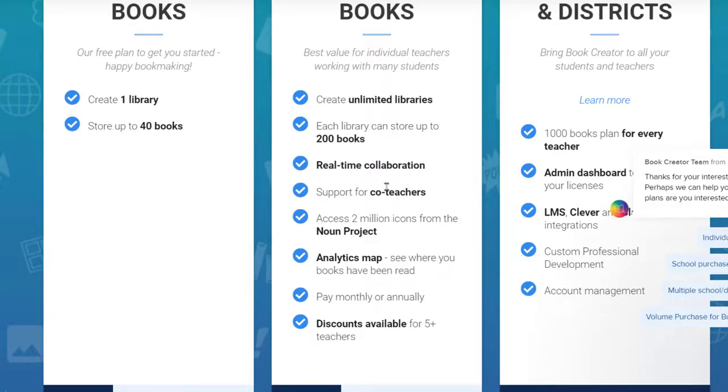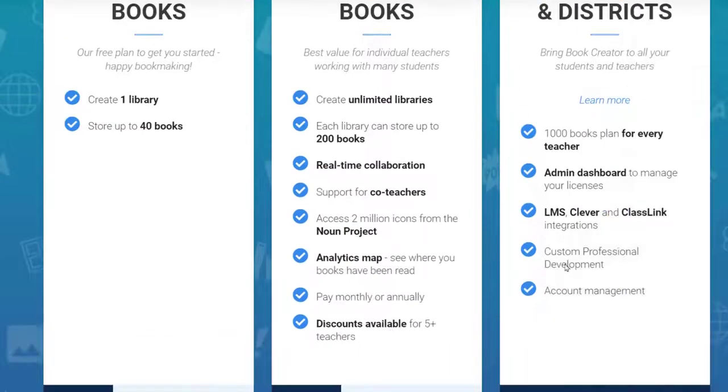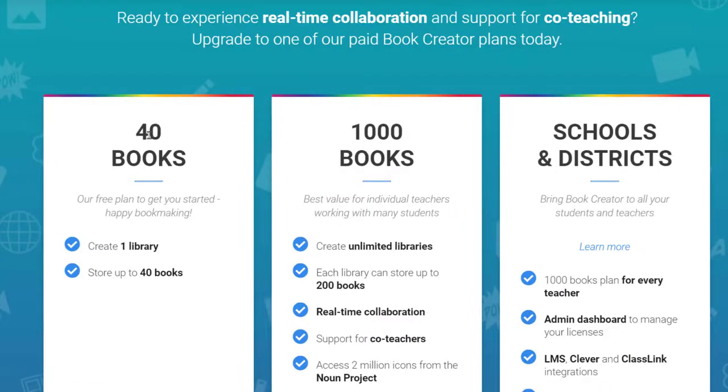You can get those manually if you want to go through the process, but it injects them into the interface so you don't have to go look on the website to get them. You can see what books have been read and things like that. And then of course you've got district level access here, which gives you a lot more. So yeah, 40 books, that's not bad for free. Let's take a look at what you can do with it.